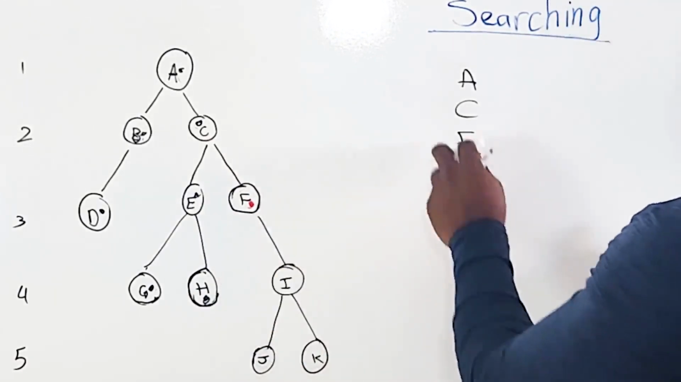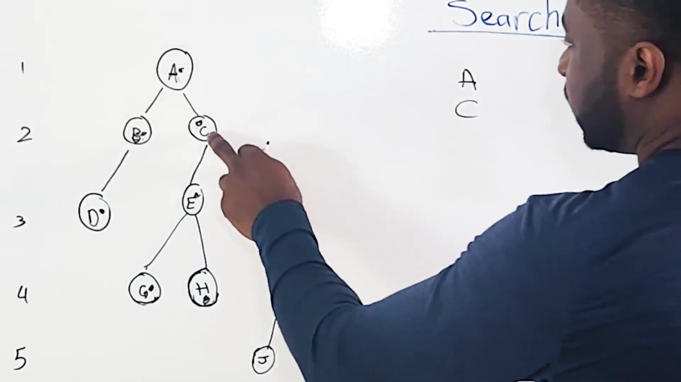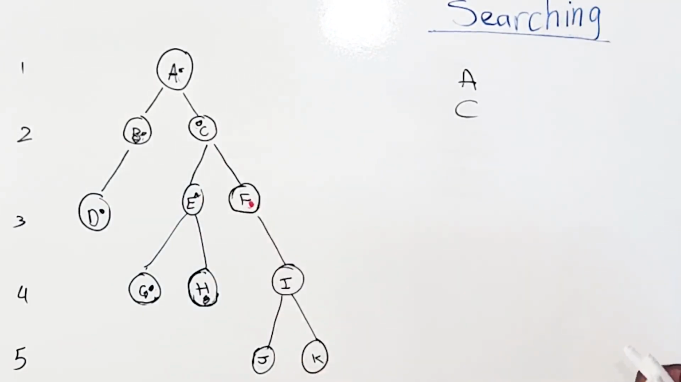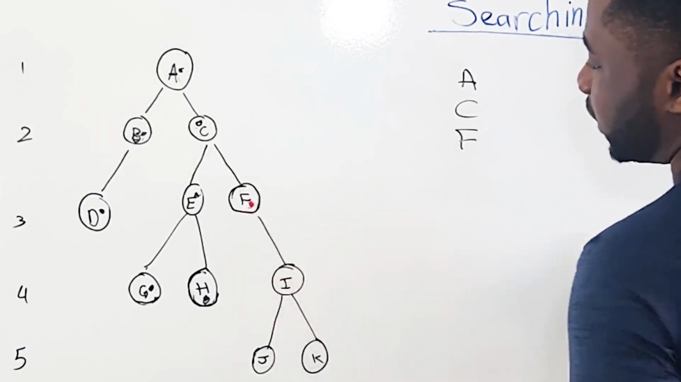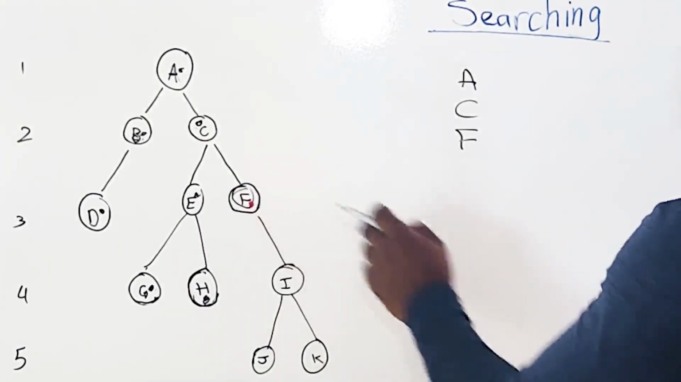E has no more children that we can visit, so we remove that from our stack. And then we go back to C. And as you can see, C has another child, which is F. So we put that on our stack, and we can see that F is the actual item we're looking for.